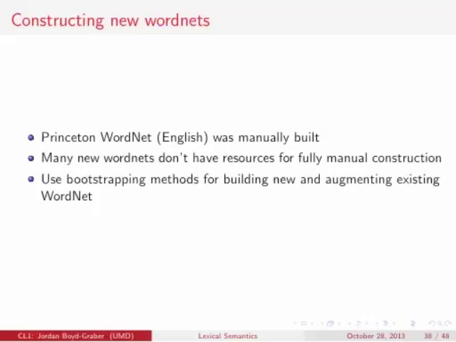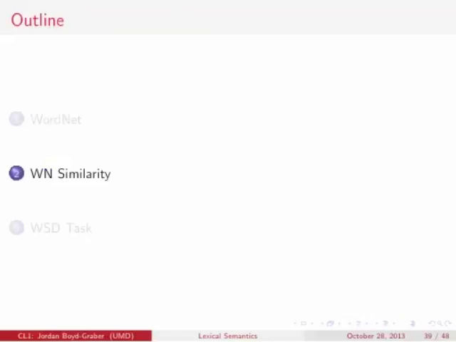The Princeton WordNet in English was manually built. However, other languages didn't have these resources, so other languages either used automatic methods to create WordNets from large corpora, or by translating the English WordNet. So now that we have this resource, WordNet, what are some things that we can do with it? So we'll eventually get back to the task of word disambiguation, but first let's talk about similarity within WordNet.